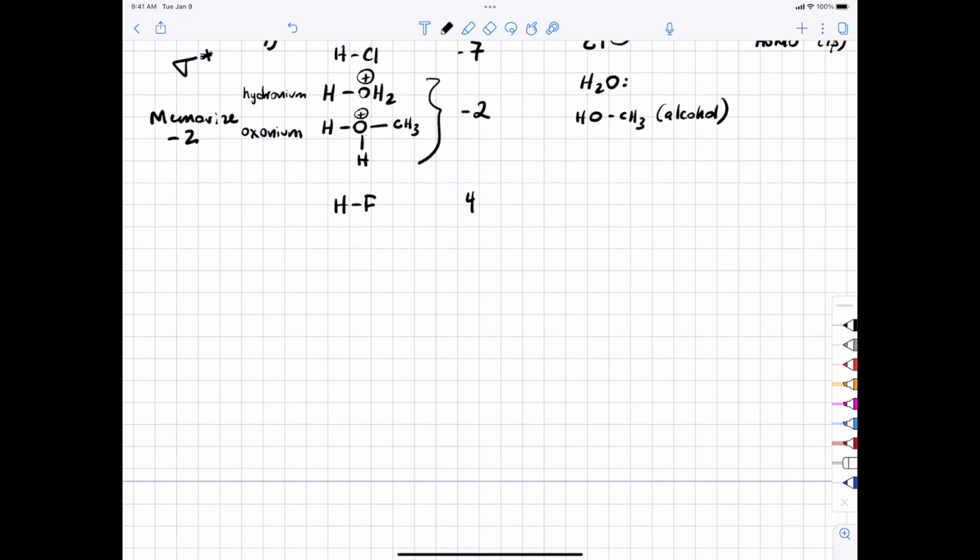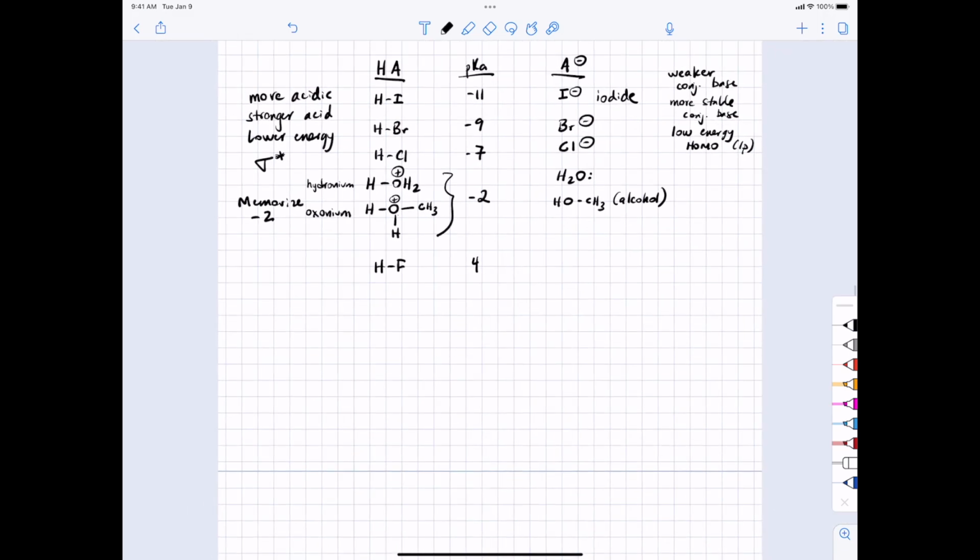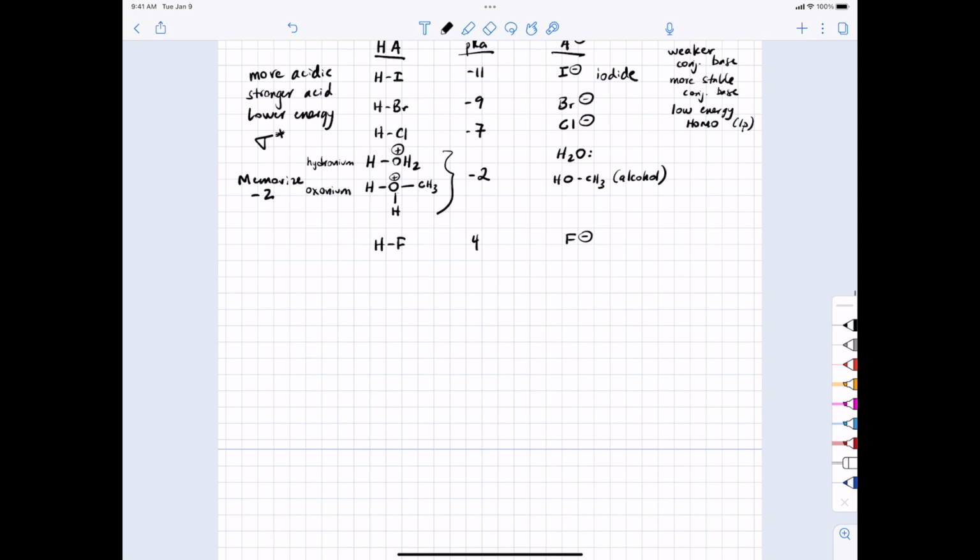We can continue on. Let's see, the conjugate base of HF is fluoride ion. And notice that as we're going down, as we increase in pKa numbers, going this way in the table, we're going to less acidic or weaker acids, or higher energy sigma stars that are starting to be less accessible.